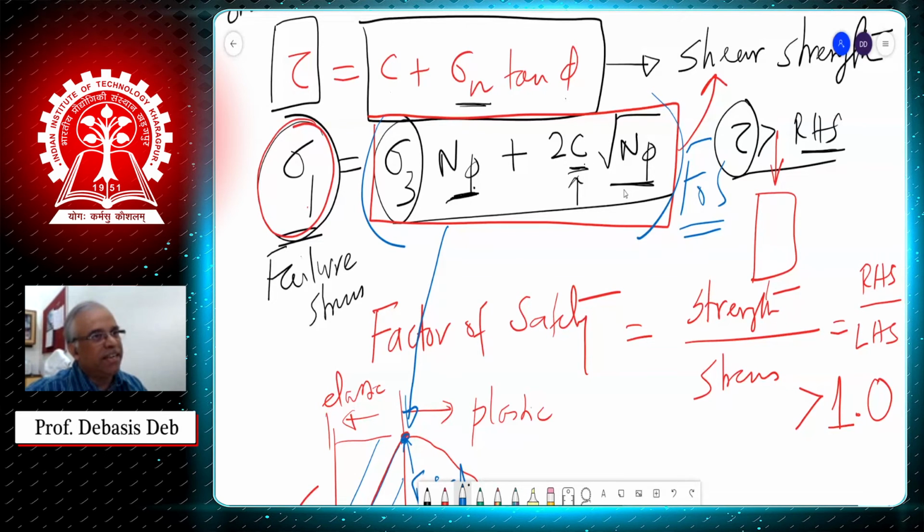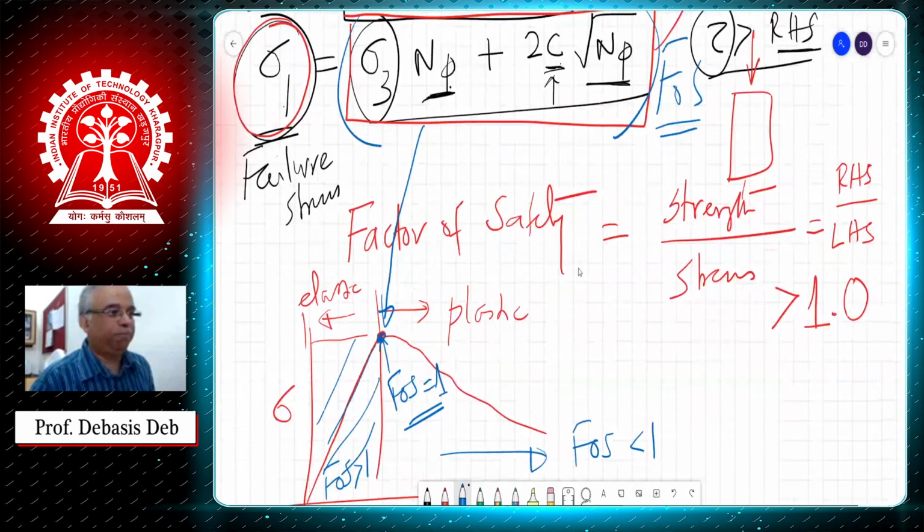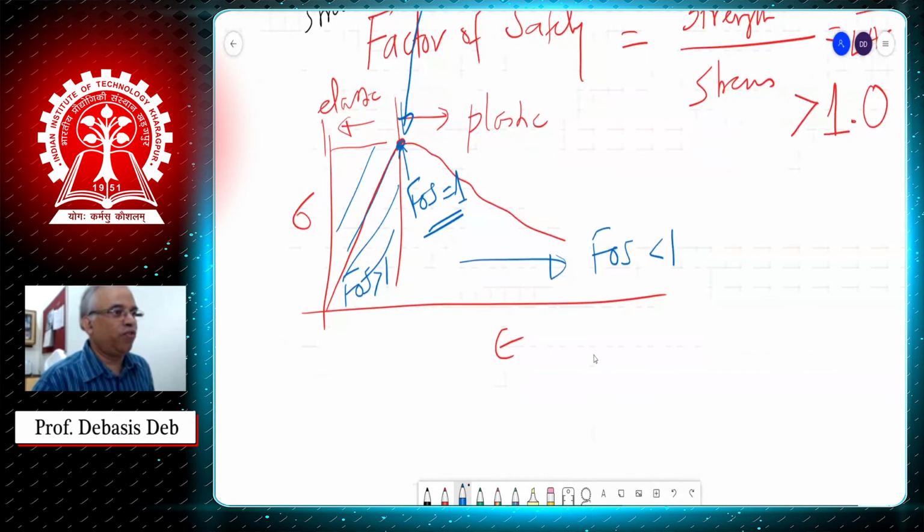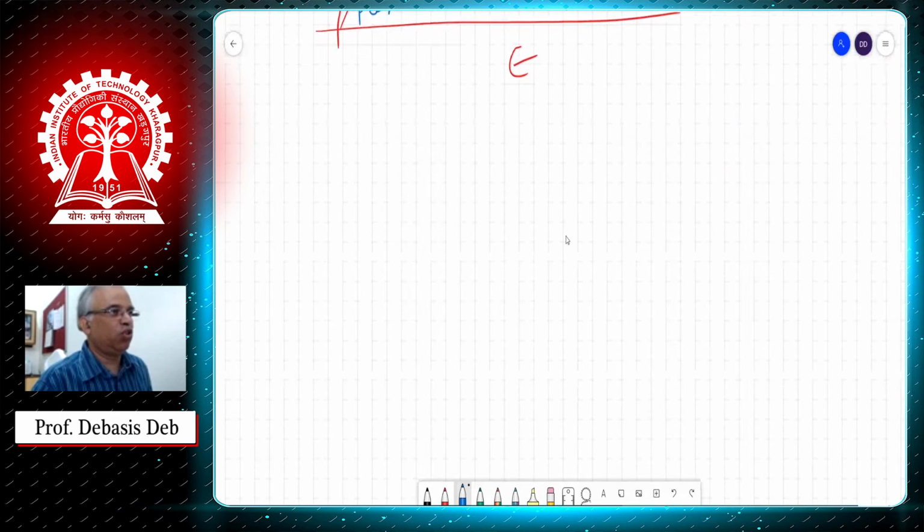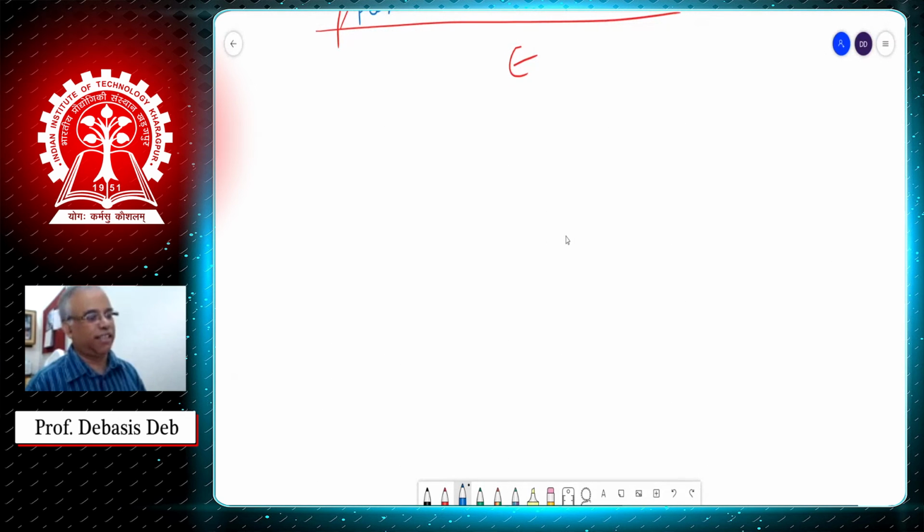Now here there are two material properties we are using. One is cohesion and one is friction angle. Any questions so far? Before I show you another thing, and then I will ask you to solve a simple problem.